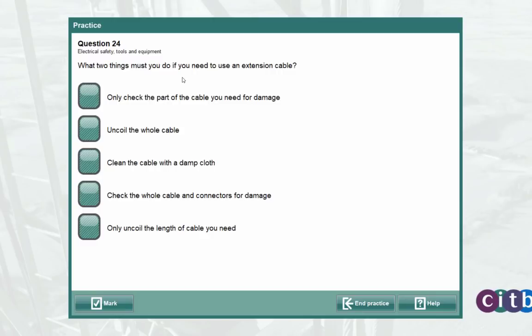What 2 things must you do if you need to use an extension cable? Only check the part of the cable you need for damage. Uncoil the whole cable. Clean the cable with a damp cloth. Check the whole cable and connectors for damage. Only uncoil the length of cable you need.